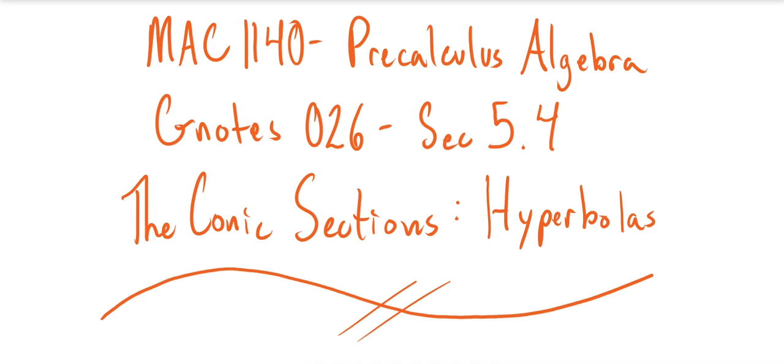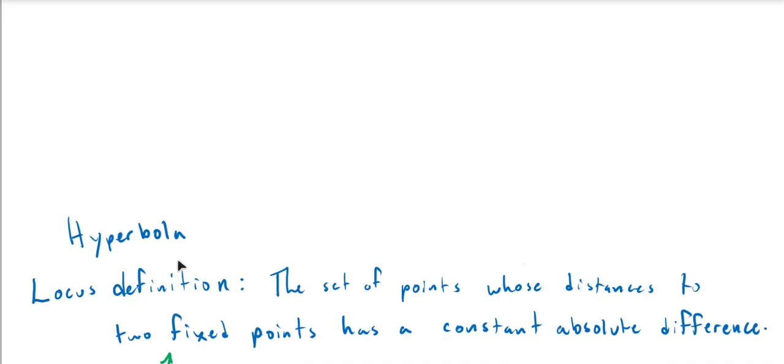These are guided notes number 26 in the series on section 5.4, Hyperbolas. Let's begin with the locus definition for a hyperbola. A hyperbola is the set of points whose distances to two fixed points has a constant absolute difference.